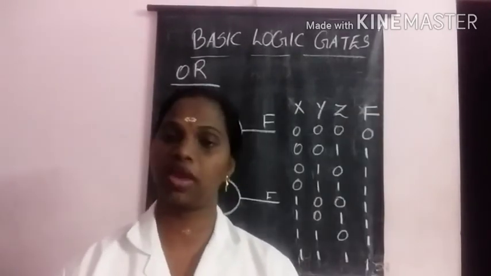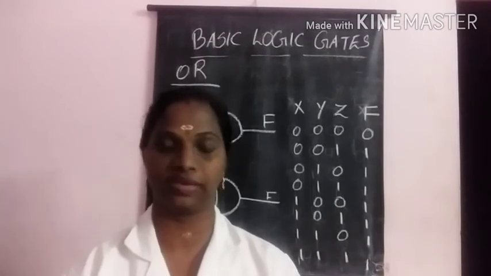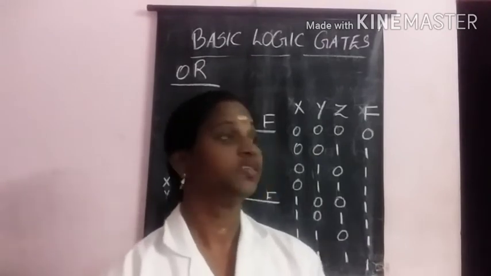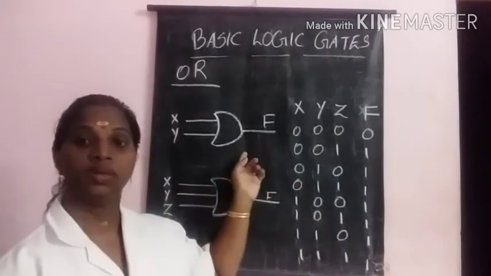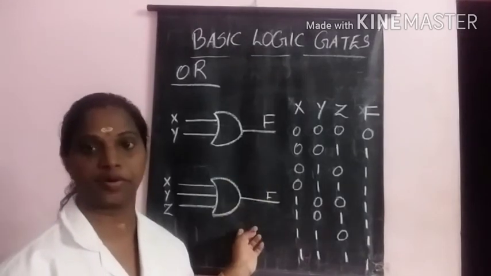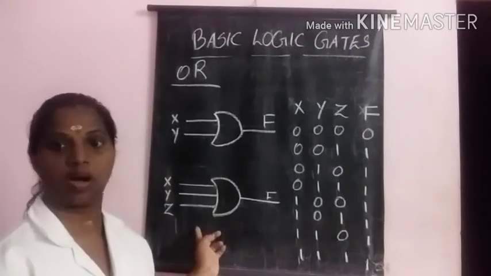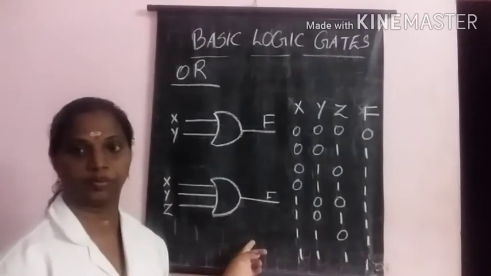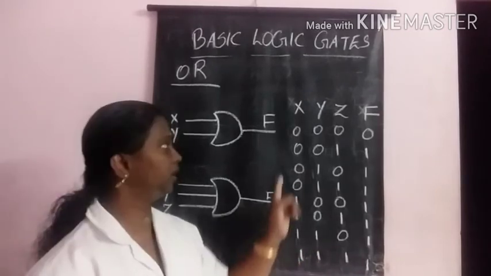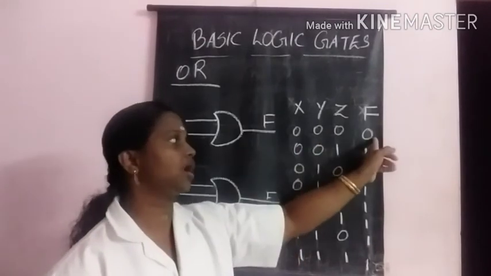The next one is the OR gate. An OR gate also has 2 or more input signals and produces one output signal. This is the logical diagram for the OR gate. Here is the 2 input OR gate, here the 3 input OR gate, with one output. This is the truth table for the OR gate, with the combinations of x, y, z and then the output.